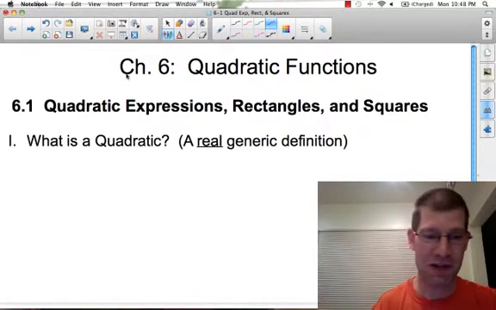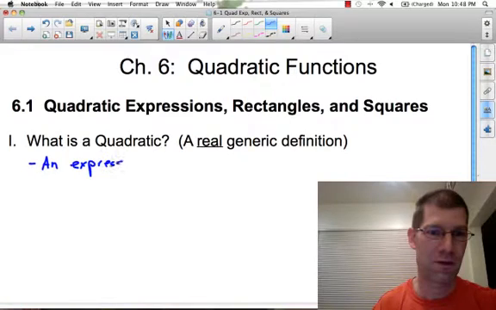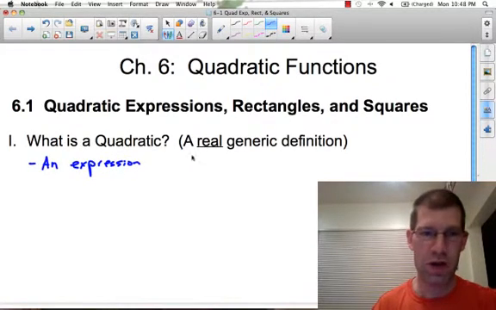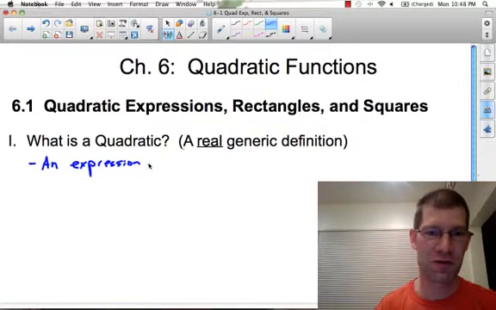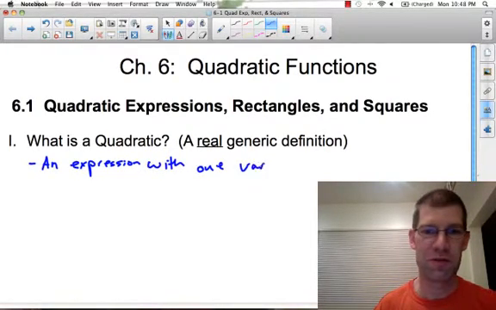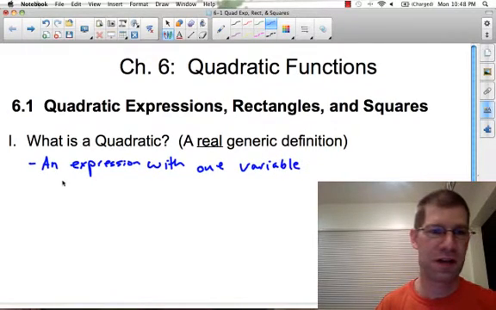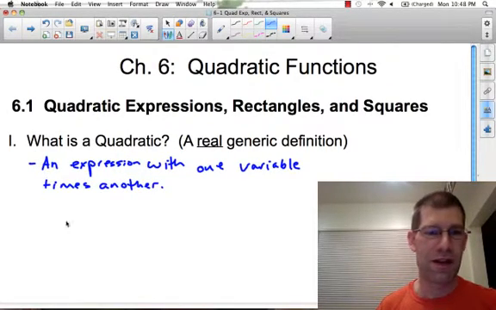Basically, when you have a quadratic, it's going to be an expression with one variable times another. And that could be, so let's put down a whole bunch of examples.